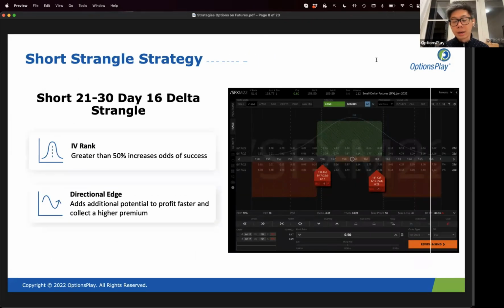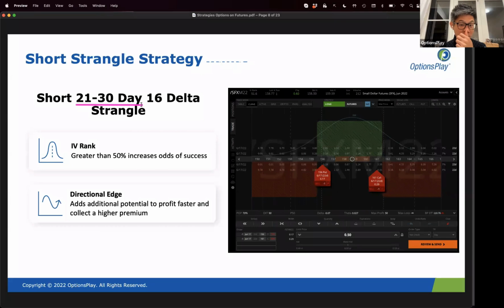So now let's take a look at some of the strategies. The purest way to technically short volatility is to use a strategy like a short strangle. This is where you're selling an out of the money call and an out of the money put, usually a shorter dated 21 to 30 day option, because shorter dated options take advantage of theta and short vega at the same time. We're usually using an out of the money call and put, in this particular case a 16 delta. 16 delta refers to the one standard deviation strike price.